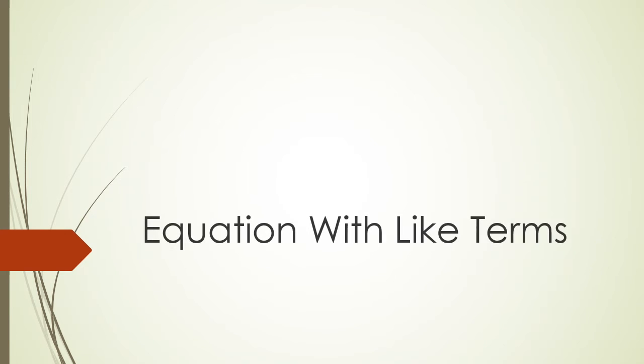Hey folks, in this session we're going to be looking at solving equations with like terms. So what are the questions going to look like in these kind of situations? This is a situation where you have x on both sides. In this case we've got x and a number on the left hand side, a variable and a number on the right hand side.